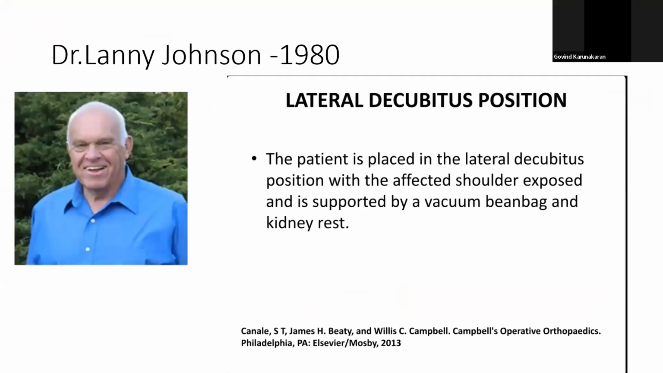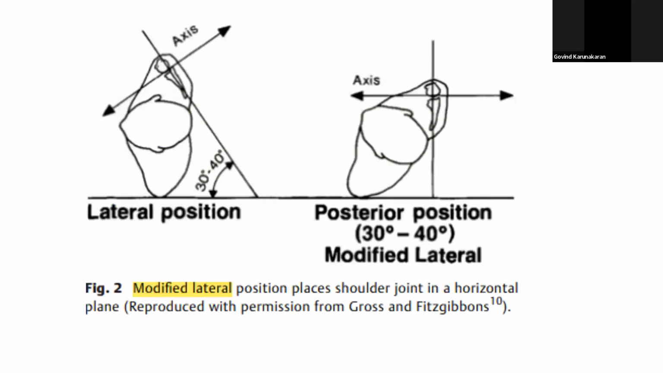Starting with the history, in 1980, Dr. Lanny Johnson introduced the lateral decubitus position for shoulder arthroscopy, where the patient is placed in the lateral decubitus position with the affected shoulder, which has to be operated, exposed and supported by a vacuum bean bag and a kidney rest. It was a true lateral position, and it was later modified by Gross and Fitzgibbons to a slightly modified lateral, where the patient is turned 30 to 40 degrees posteriorly so that the glenoid becomes parallel to the ground.